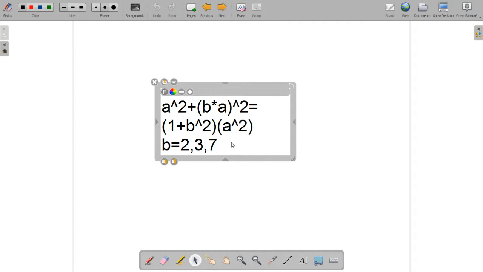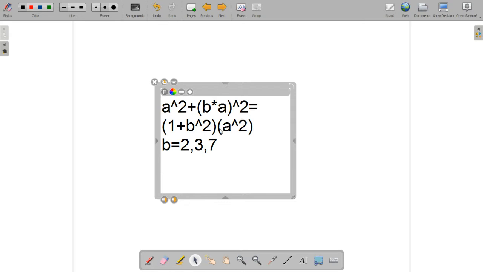For example, we already know that a squared is factored out, we're just left with this, so let's just plug them in. What if b is 2? 2 raised to the 2 is 4. 4 plus 1 is 5 times a squared. So it's just a 5 if it's twice as big.